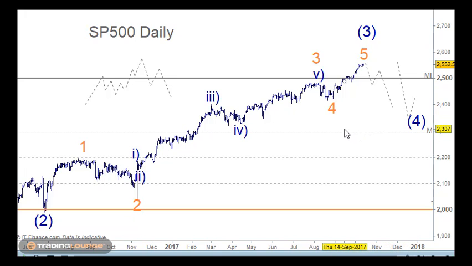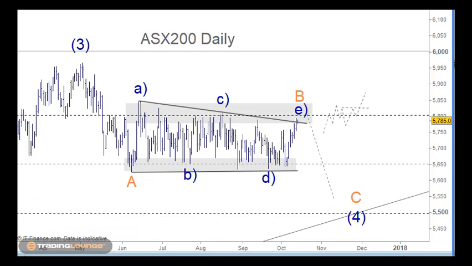So yeah, with that in mind, looking at the Australian market, because it's pushed up a little bit higher, and I need to chat about this as well. So first of all, with this triangle, I like this triangle pattern.